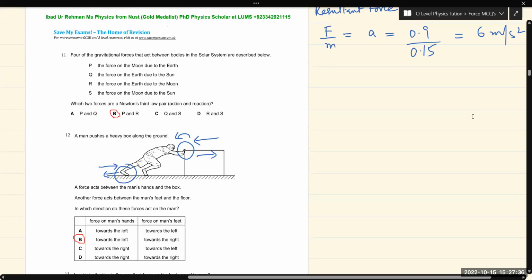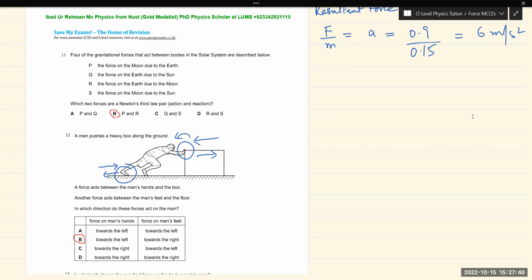So for the gravitational forces that act between bodies in the solar system, described below, which two forces, by Newton's third law, form an action and reaction pair? So P and R. P is the force on the moon due to the earth, and R is the force on the earth due to the moon. हमारे पास दो हमारे पास पेयर बन रहे हैं P and R.